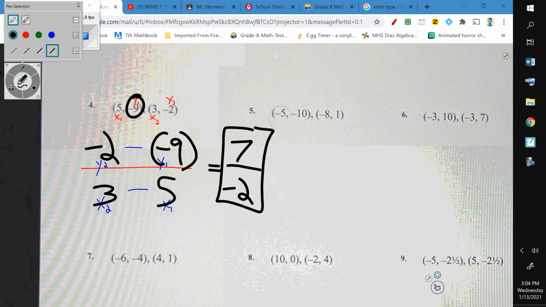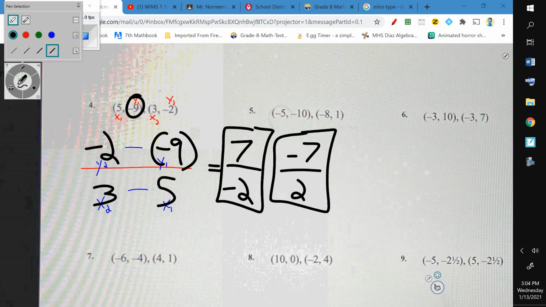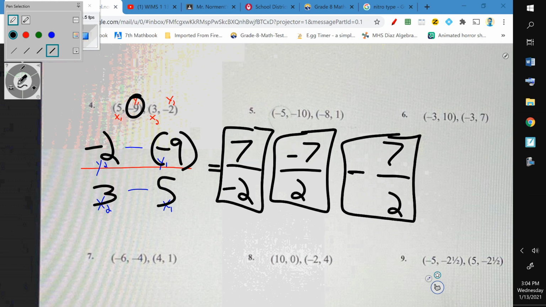Now, that's the answer. You can put 7 over negative 2. If it was a test answer, it might be written as negative 7 over 2. That's the exact same thing. There's only one negative. It's a negative slope. You also might see the negative on the outside like this. They all mean the same thing. They all have the same value. 7 divided by negative 2 has the same value as negative 7 divided by 2. All the same thing. This should be fine as an answer.